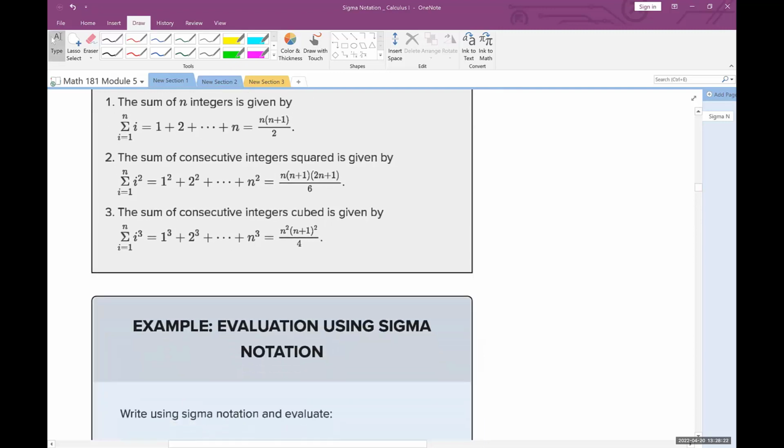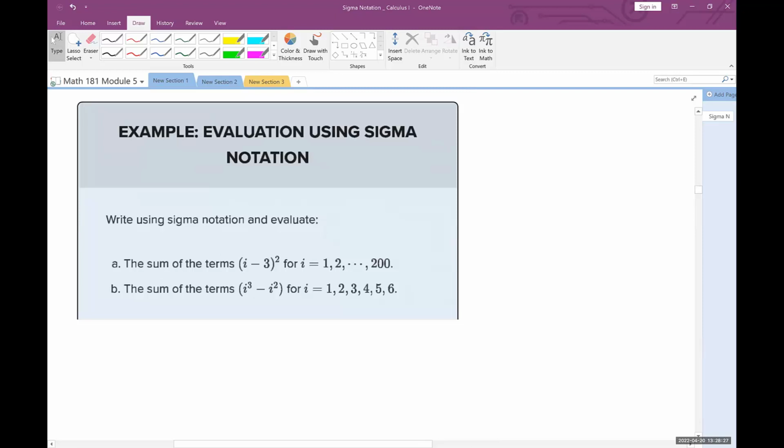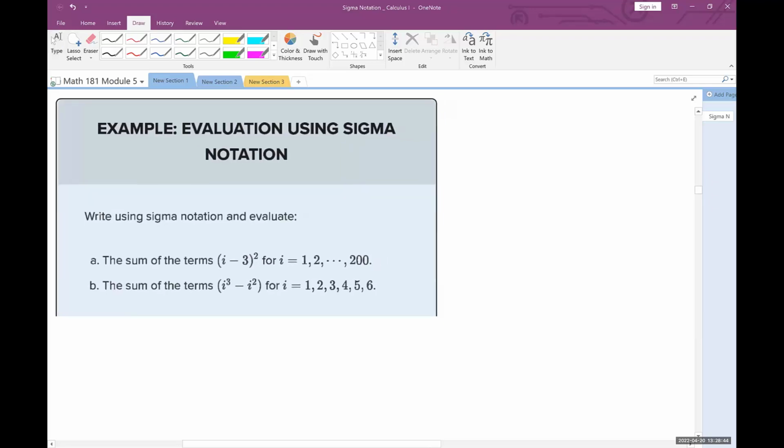Okay, so with that, let's go ahead and go on to another example. We're going to find the sum of the terms (i minus 3) squared for i equals 1 through 200. And then we have the sum of the terms i cubed minus i squared. So we'll look at each of these separately. For the first one, you have the sum as i goes from 1 to 200 of (i minus 3) squared.